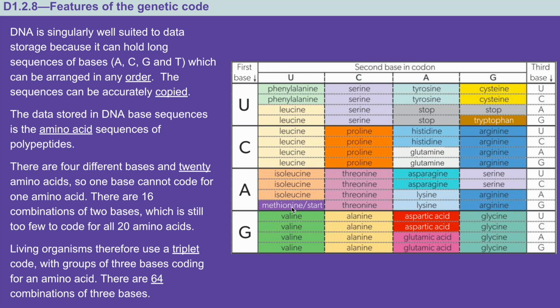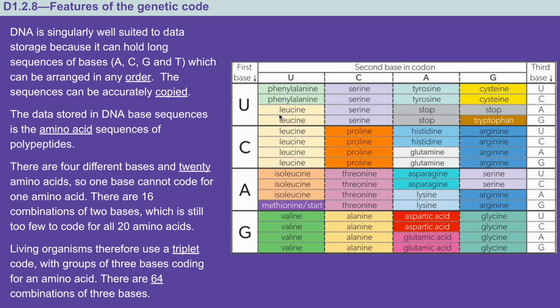Now it can appear later in the sequence as well, but it will always be the first one. Now there are 20 different amino acids, and so if there was just one base to one amino acid, we'd only be able to code for 4. And if there were 2 bases that coded for an amino acid, we'd only be able to code for 16 amino acids, which is why we have to have 3 bases. That way we have 64 different options as seen here.